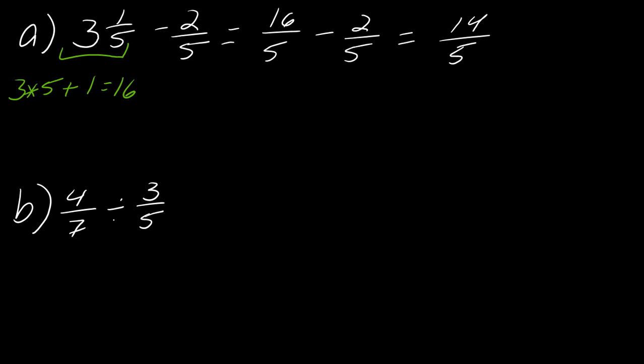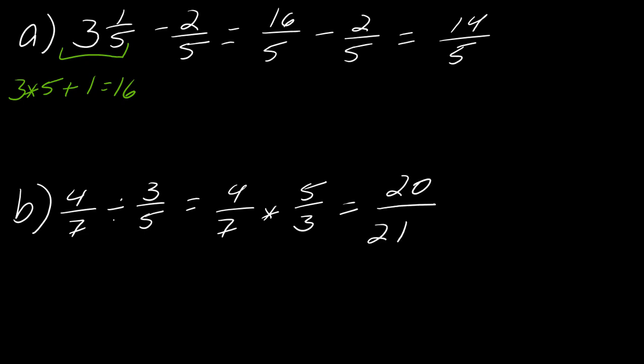For the next problem, to divide, what you have to do is you multiply by the reciprocal, i.e. you flip the second fraction and then you just multiply straight across. You don't have to worry about a common denominator. So this just becomes 20 over 21.